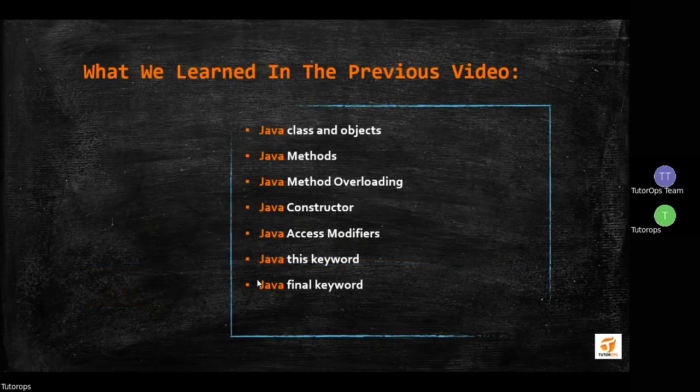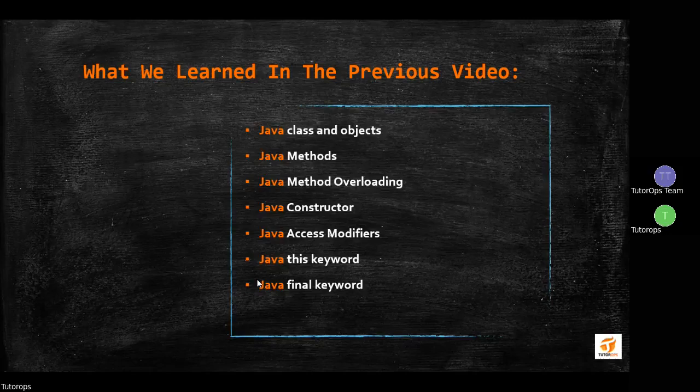What we learned in our previous class: Java class and object, what is a class, what is an object, how we define the class, and how we create an object, an instance, of that class. And within the class, we discussed method overloading, constructor, and access modifiers: public, private, protected, and default. Only protected is pending for the access modifier topics. That I will also discuss today.